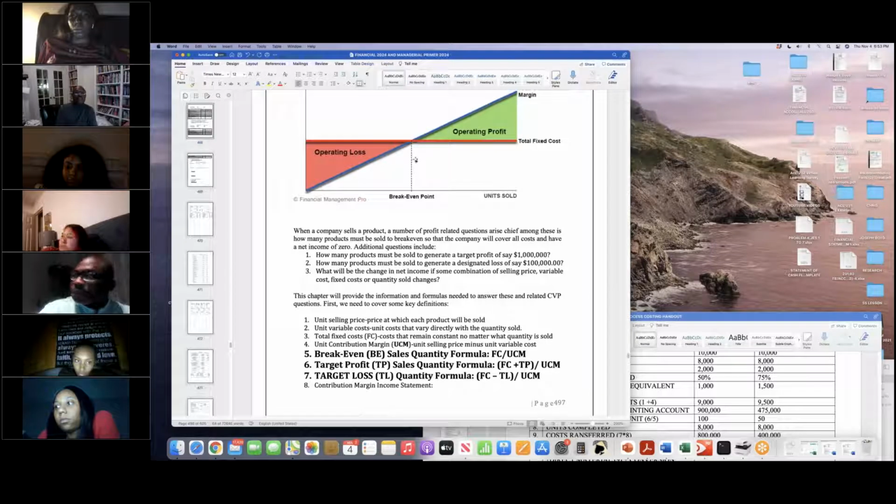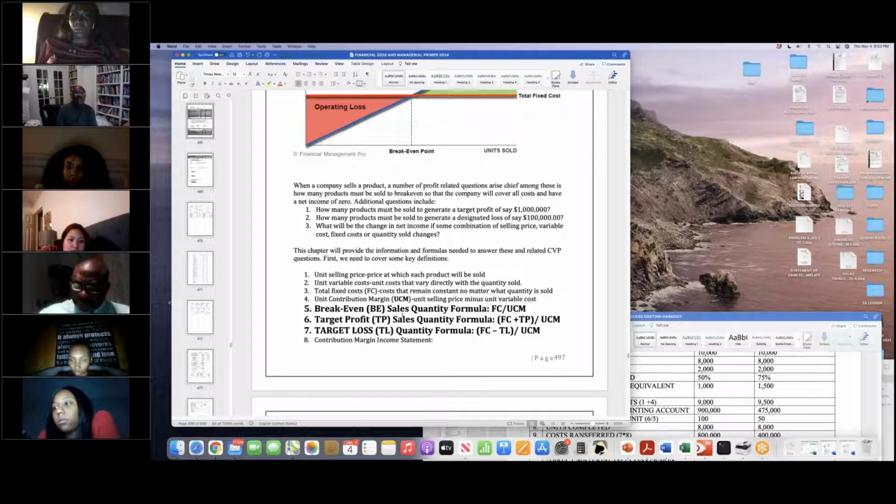And this is critical because you're going to have to work this on your projects, as well as on the final exam. You'll have to memorize formulas 5, 6, and 7. You do not need to be fumbling around trying to calculate them. So take my word for it, you need to memorize formulas 5, 6, and 7.